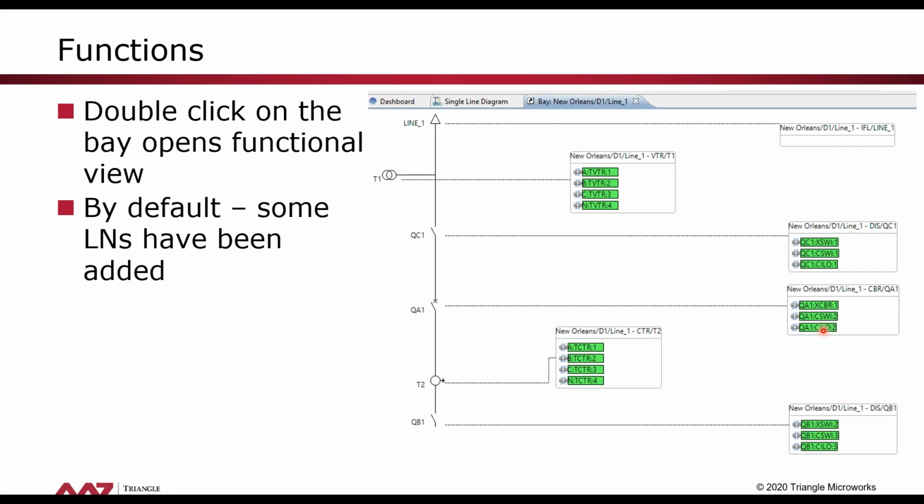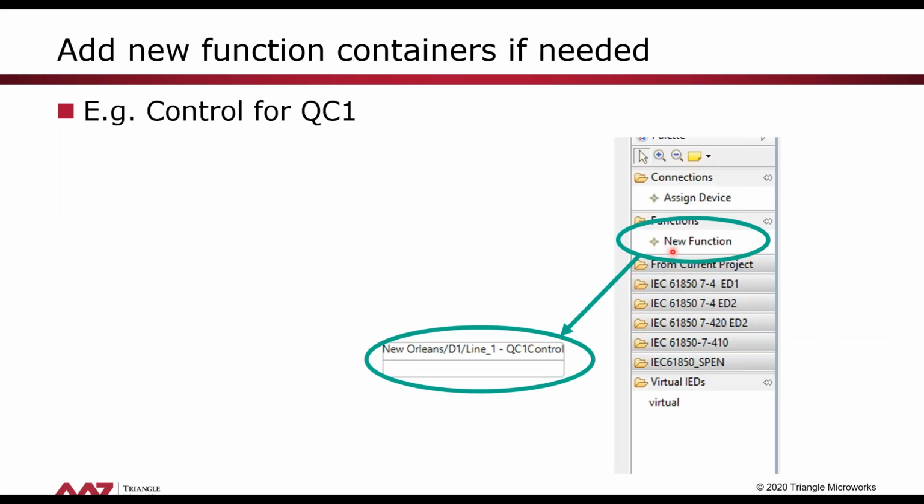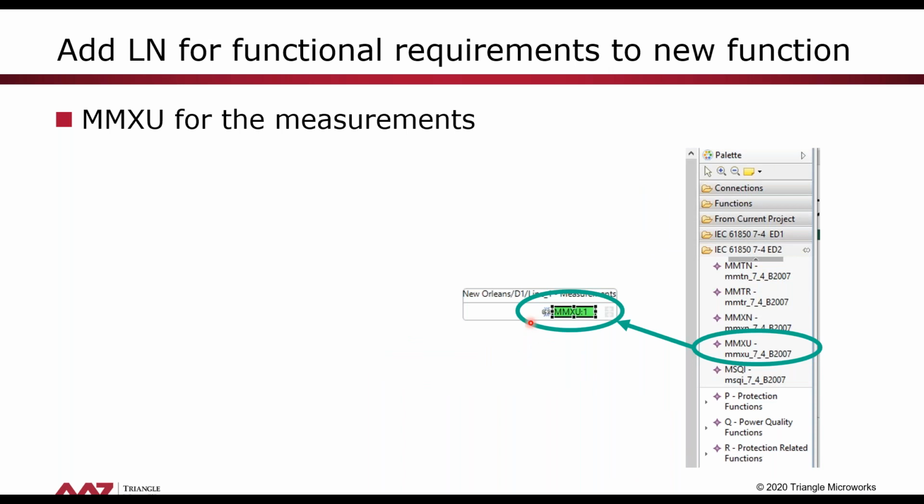But of course, we need to add more functions, and for that, the tool provides us the possibility to create a new function. We can call it QC1 control, or we can have a basic function with measurement, and then we can add logical nodes into this function, and in that way, basically, we define our functional requirements expressed in logical nodes.